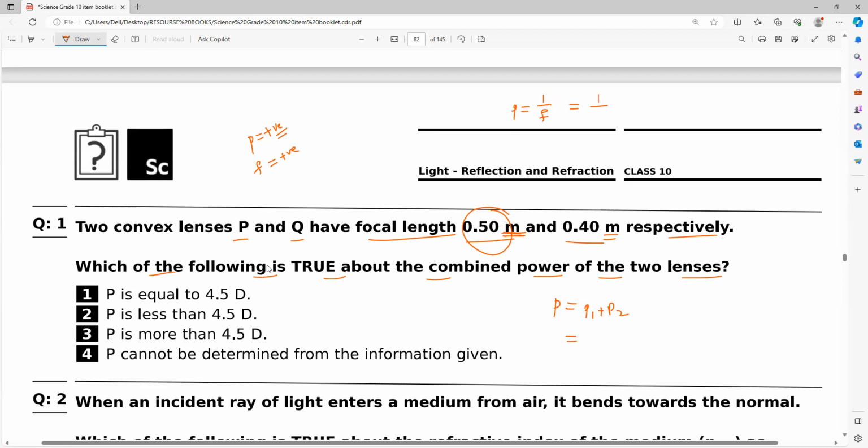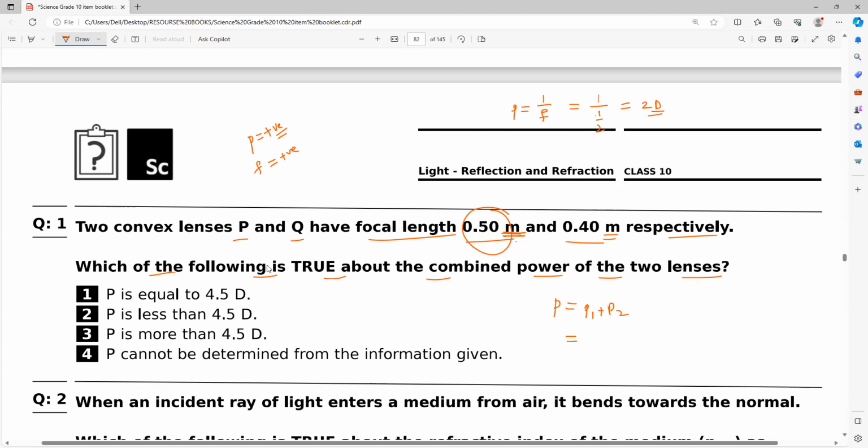If focal length is in centimeters, you can use 100 by F. So 1 by F, F means 0.5. 0.5 means can I write 1 by 2? So which is equal to 2. So power is 2 dioptres.